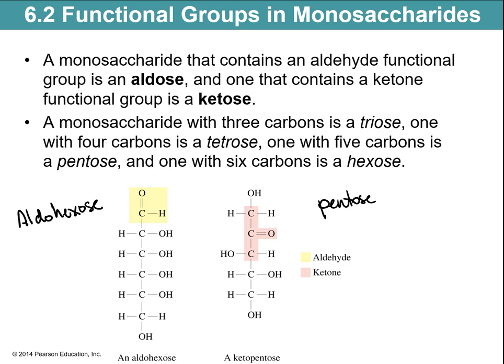If it's not on the end, it'll always be on the second carbon. But if it's on the second carbon, remember that's a double bond oxygen in the middle of a chain. That makes this a ketone. So look at your functional groups just to remind yourself what a ketone looks like. So they would call this a ketopentose. It just means that it is a chain of 5 carbons and that there's a ketone. It would always be on carbon number 2.